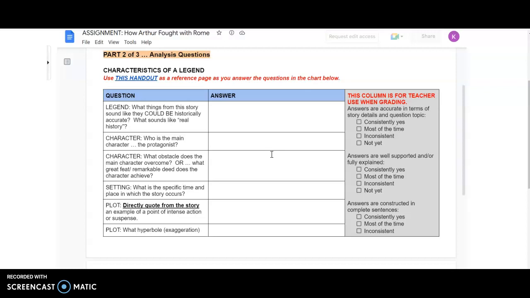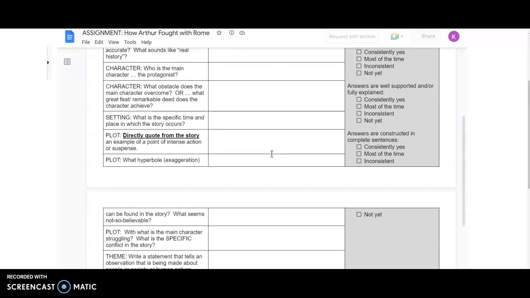Then setting. What is the specific time and place in which the story occurs? Now, I don't need the exact year, but you need to be somewhat on track here. Then plot. I need a direct quote from the story at this point of an example of an intense action or suspense. Then think about that exaggeration. It's a legend, right? So what part of the story could be considered an exaggeration? What seems not so believable?